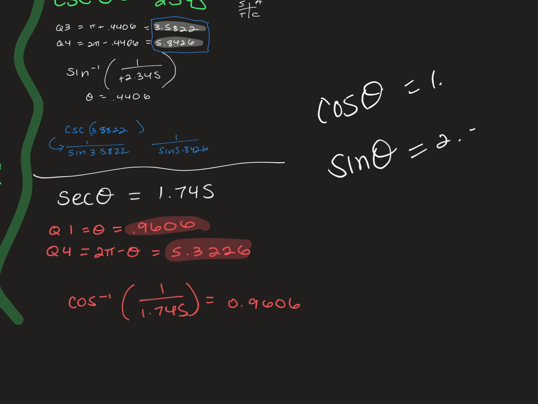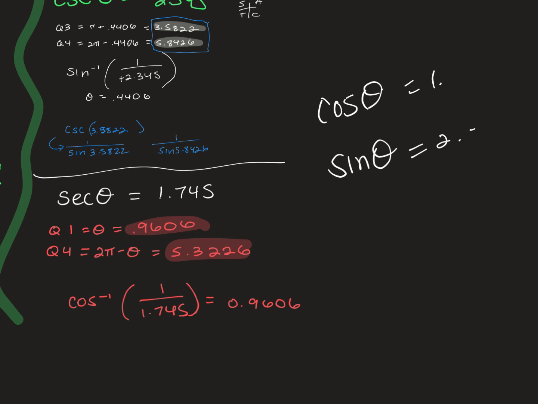All right, so which quadrants are we looking at? 1 and 4, because it would be cosine that's positive, right? So then you do the inverse cosine of 1 over 1.745, and you should get 0.9606, rounded. So in the first quadrant, that is my answer, and in the fourth quadrant, I do 2 pi minus that angle, and I get 5.3226. Again, you can check these.